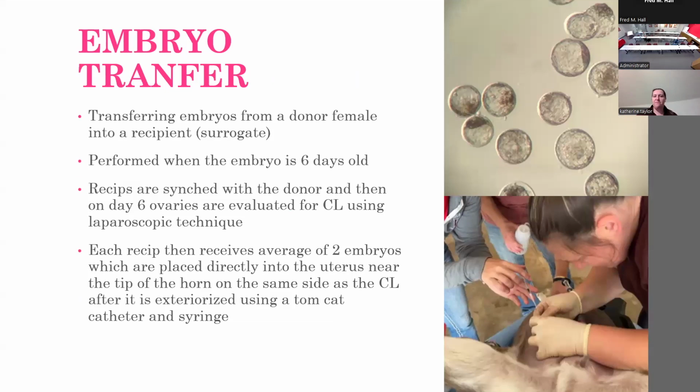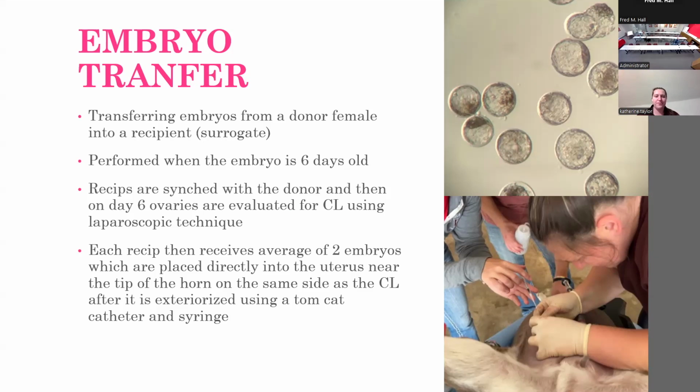So whether it be embryo flushing or IVF, what do we do with those embryos? Those embryos are usually transferred from the donor female into a recipient or a surrogate. This happens when those embryos are 6 days old. In that top right corner, those are all embryos. We see beautiful blastocysts, a nice cell mass. Especially this embryo at the top, it's already hatching. It's ready to go. That baby wants to implant.